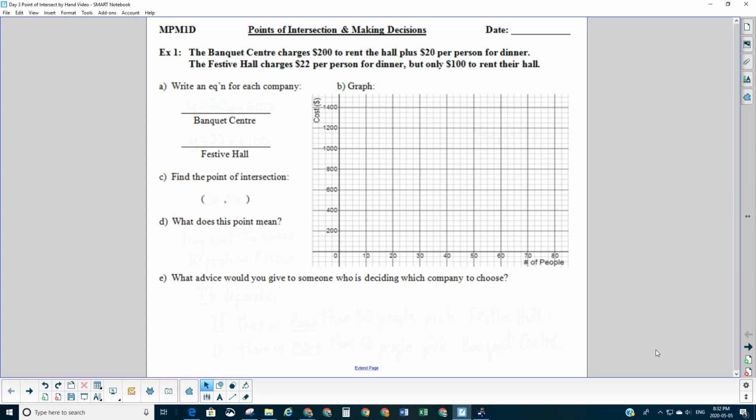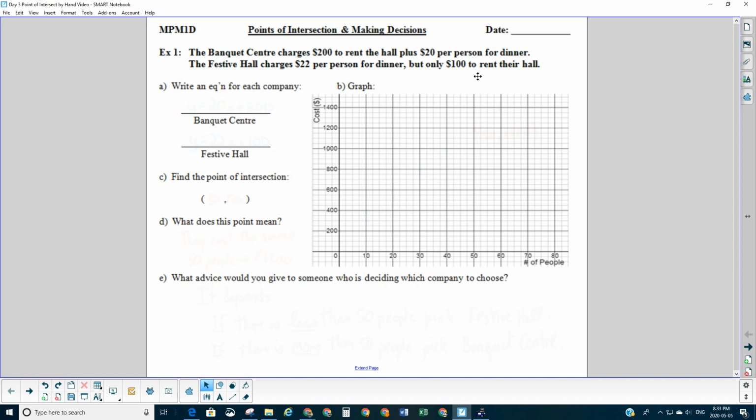So I'm really excited for this example, and hopefully you'll enjoy seeing the practical application of the math we've been studying. So the question here is a classic question. The banquet center charges $200 to rent a hall plus $20 per person for dinner. So maybe this is for a wedding. They have a rental fee and then they charge $20 per person for dinner. A different hall charges $22 per person, but only has $100 to rent their hall.